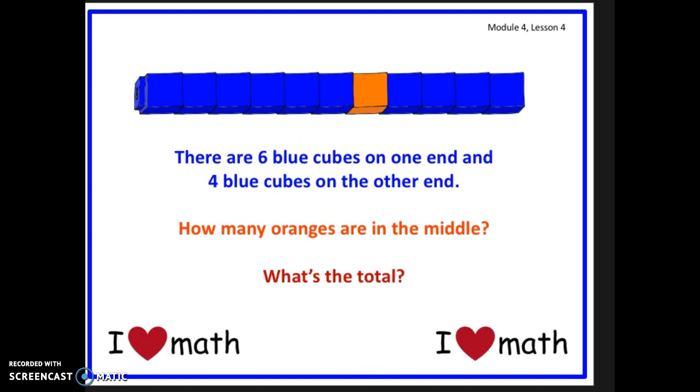Now those were for subtraction. We're going to talk a little bit about addition now. So right here we have some linking cubes, and I have 6 blue cubes on this end. And then I have 4 blue cubes on this end. And how many orange cubes are in the middle? Right, 1. How many is here all together? Well, it's 1, 2, 3, 4, 5, 6, 7, 8, 9, 10, 11. I have 11 cubes all together.